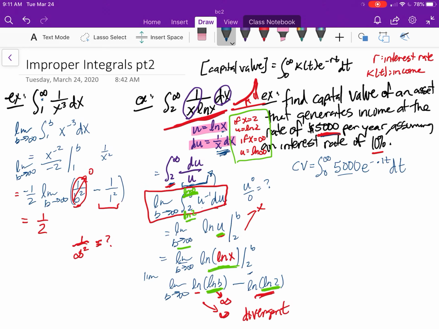I could remove this 5,000, and also we need to change it to a limit. Oops, I just said I was going to factor that out. Limit. Change it to a b. Limit as b goes to infinity. Let's integrate e to the negative 0.1t. So remember, e to the kt is e to the kt divided by your k. Or use u substitution. It works. That's the whole reason we divide.